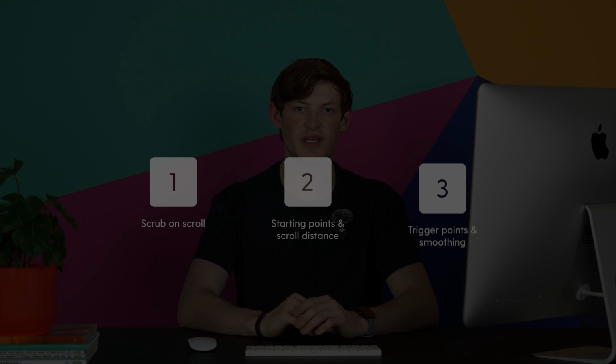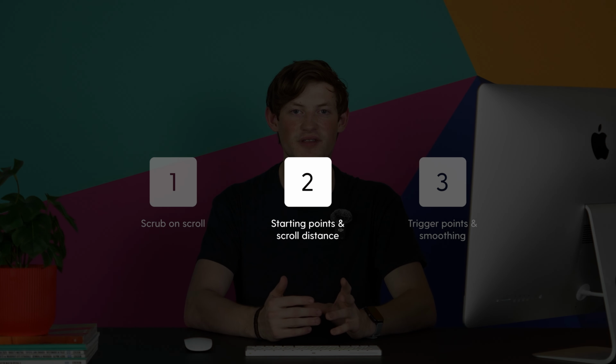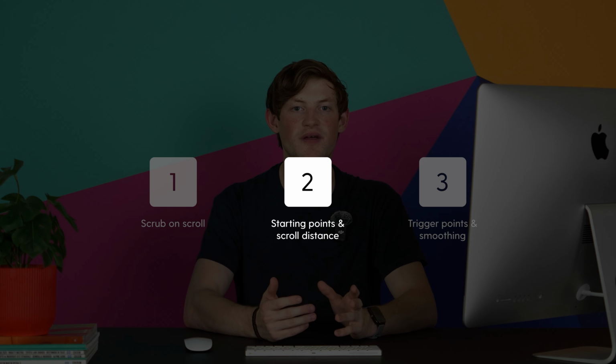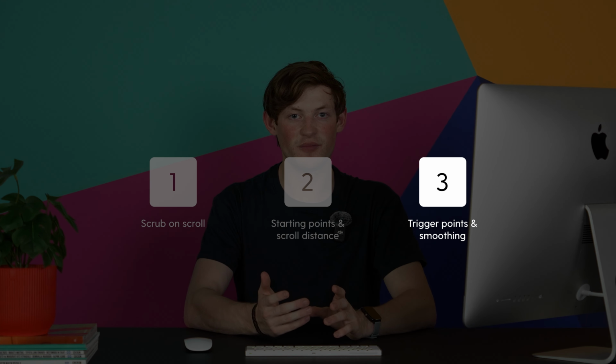So let's get started. First, we need a video that's formatted for Scrub on Scroll. Then we'll add the video to our canvas and enable Scrub on Scroll. We'll cover the differences between the viewport and custom starting points and scroll distances, as well as some additional settings, such as trigger points and smoothing that you can apply to the video.